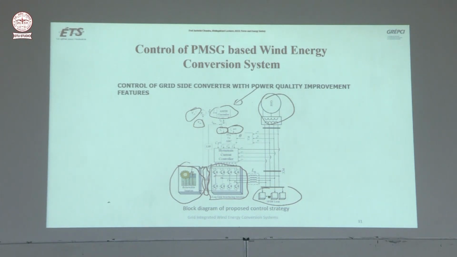Okay, and then dq to abc currents, and the neutral current reference is 0 because you want to compensate the neutral current on the grid also. Okay, you have measured Vab, Vbc, and then you have measured the 4 currents here, and then the control for this is produced.